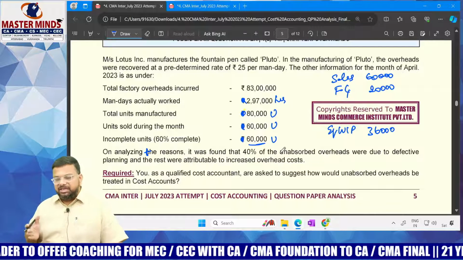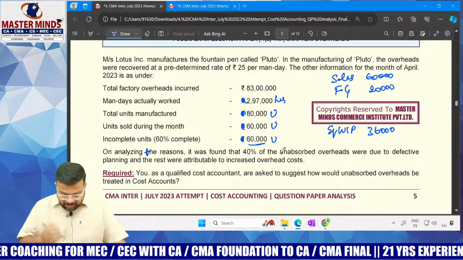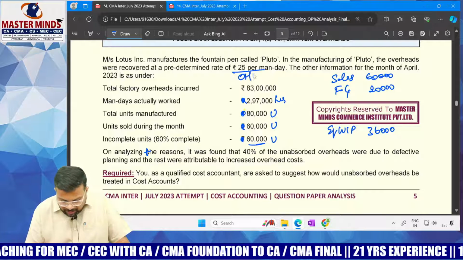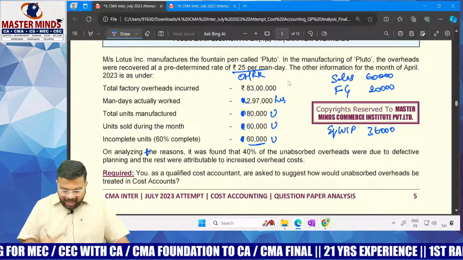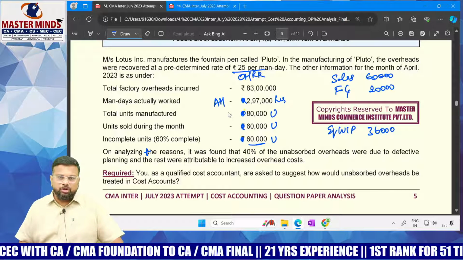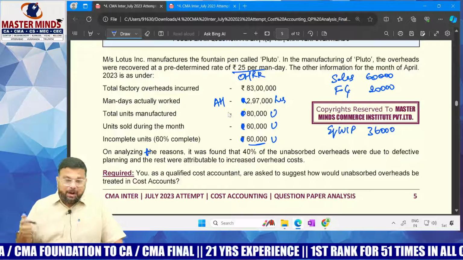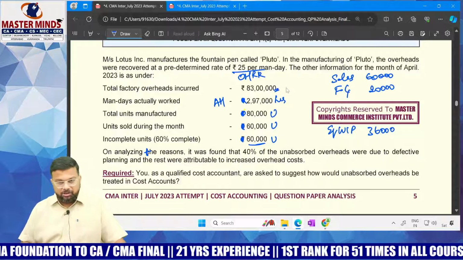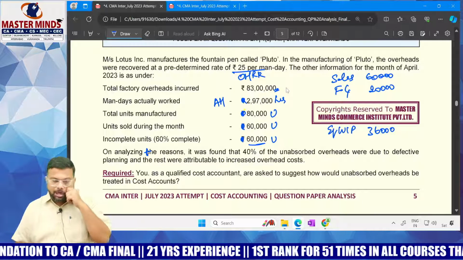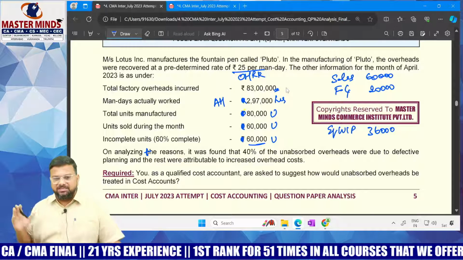So 40% is abnormal, 60% is normal. So you can clearly see here this 25 rupees is nothing but overhead recovery rate per man day, right? Actual hours are 2,97,000. So 2,97,000 into 25, you will get absorbed overhead. You have actual overhead here 83 lakhs. Actual minus absorbed, you will get under-absorption. Out of that, 40% is abnormal and 60% is normal.